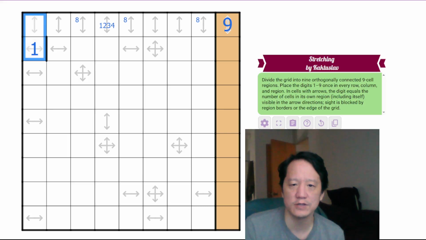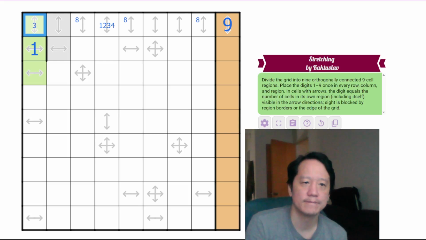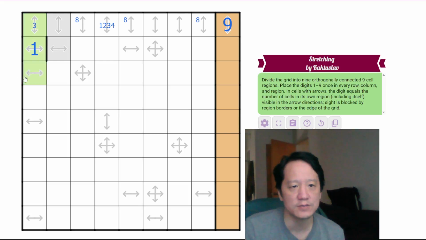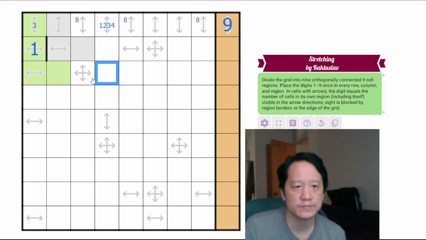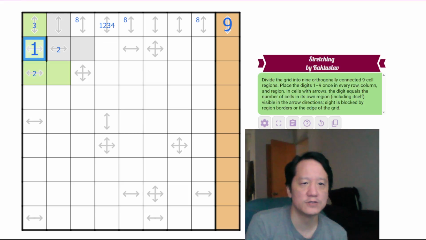So let's make this green, and we'll make this light. So green has to go at least that way, so this is at least 3. This has to go at least once this way. Light has to go at least once this way to be at least 2. This has to be at least 2.